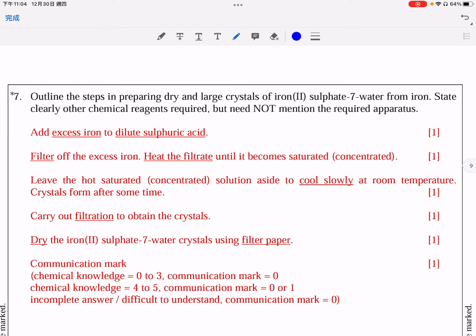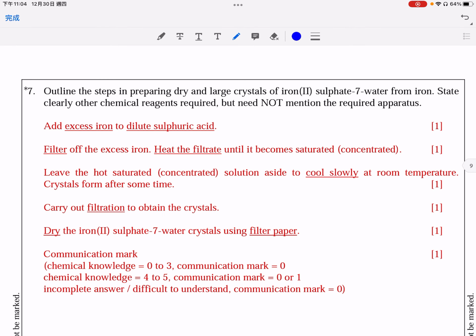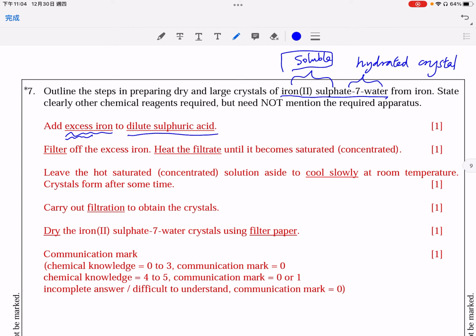Question number 7. Iron 2 sulfate 7 water. First of all, iron 2 sulfate is a soluble salt. And then 7 water is of course showing that it is a hydrated crystal. To prepare a soluble salt, we may use excess iron. The term excess is so important here. It should be added to dilute hydrochloric acid.